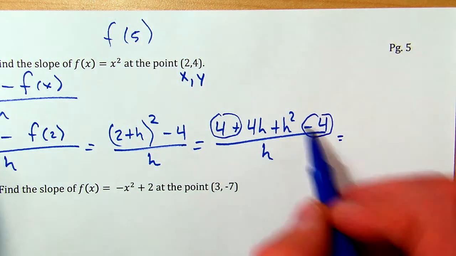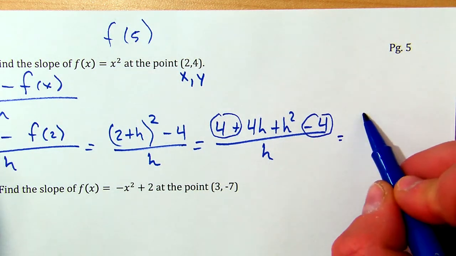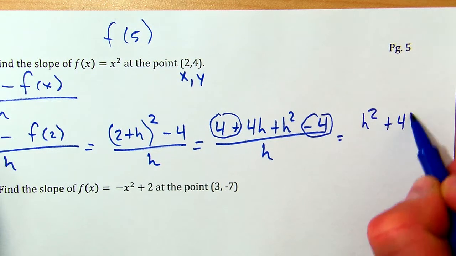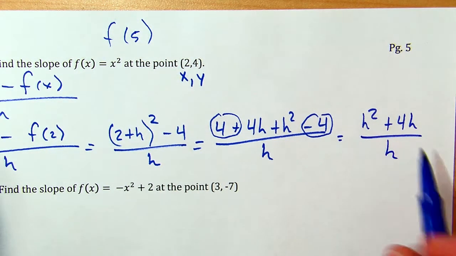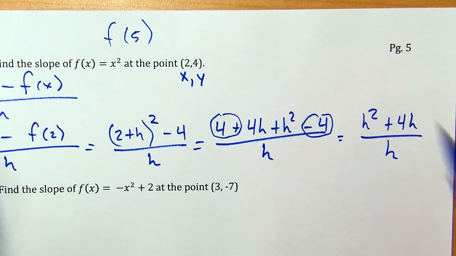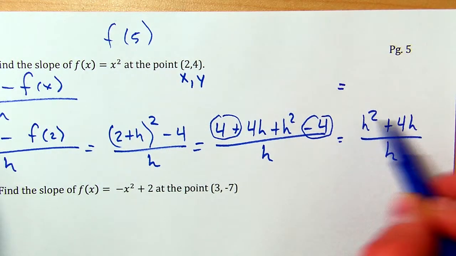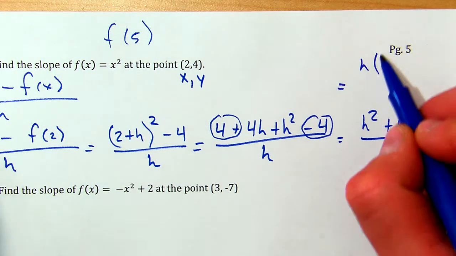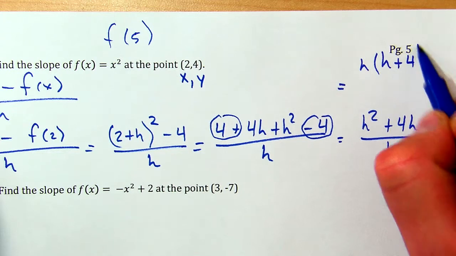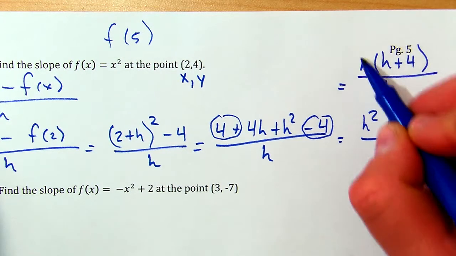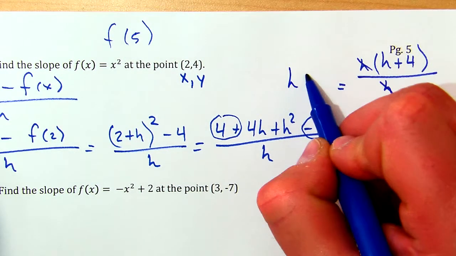Here, in the numerator, I'm just going to rewrite it. We have h squared plus 4h over h. You can either see that h is going to cancel out of everything, or it's not a terrible idea just to factor an h out of the top and get h times h plus 4 all over h, cancel, and I'm going to get h plus 4.